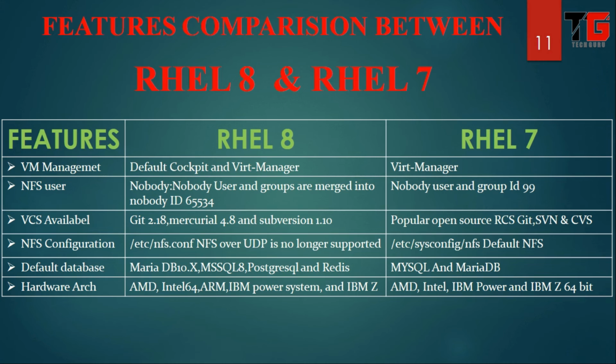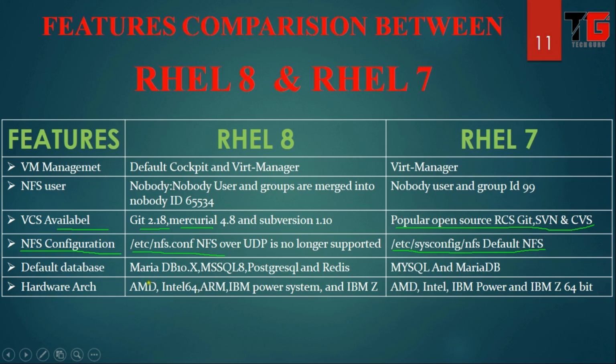NFS user: nobody user and group are merged into nobody. ID is 65534 in RHEL-8, nobody user and group ID is 99 in RHEL-7. VCS available: Git 2.18, Mercurial 4.8 and Subversion 1.10 in RHEL-8. In RHEL-7, popular open source RCS: Git, SVN and CVS. NFS configuration is existing on this place. UDP is no longer supported in RHEL-8. In RHEL-7, this path is default NFS.